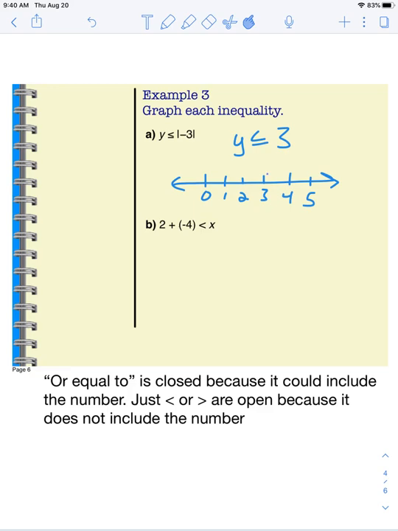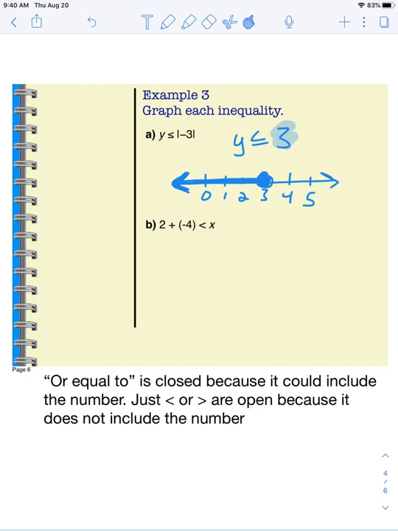So first thing I'm going to do is put a circle on the number that's given. In this case, the number given is 3. Then, if it's or equal to, we have to shade it in. Or equal to is closed because it could include the number. Y could be 3. If it's not or equal to, it's open because it's everything up to that number. It doesn't include the number. All right, and then it's less than. So my arrow is going to point to the lesser numbers. All right, and there we go. There's y is less than or equal to 3.